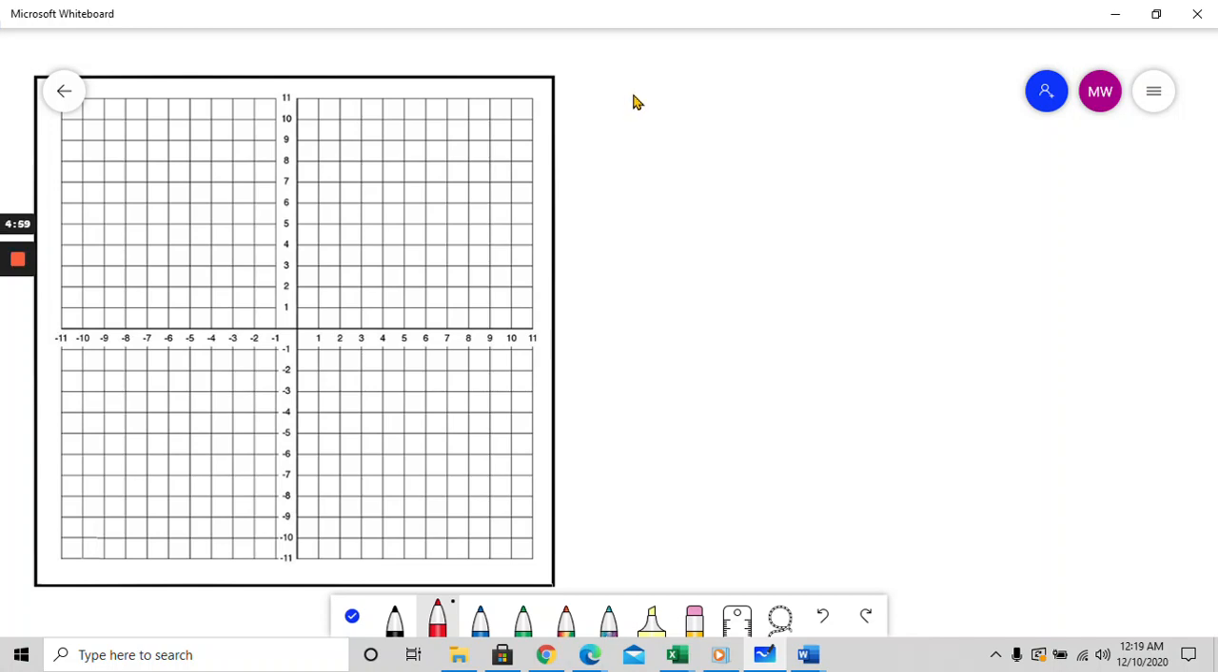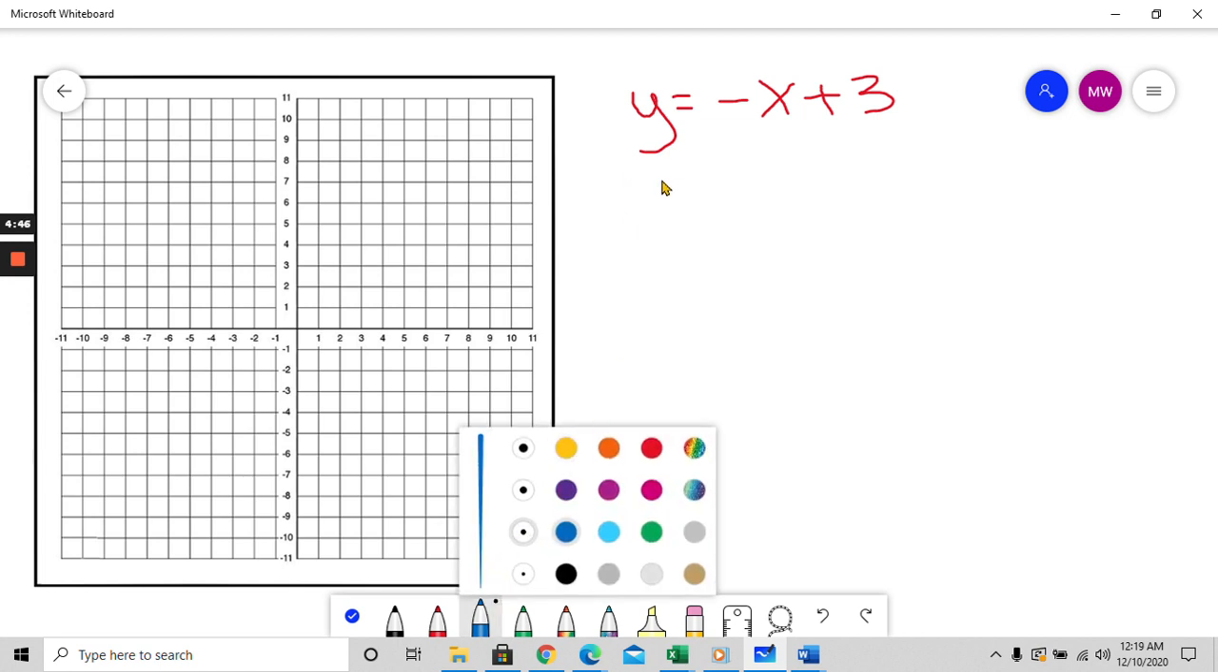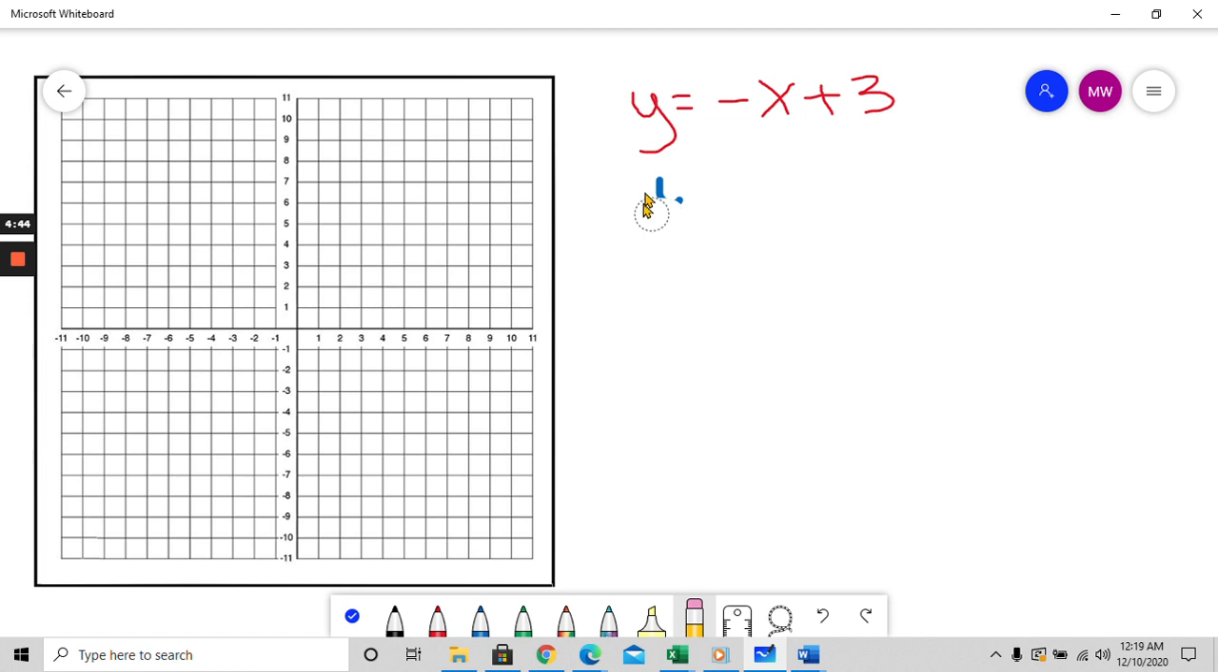So we're going to graph the two equations, y equals negative x plus 3 and y equals x plus 5. So I'm going to start with the y equals x plus 5. So I'm going to plot my y-intercept. My slope is positive 1, 1x, so I go up 1 and over 1 throughout my whole graph.